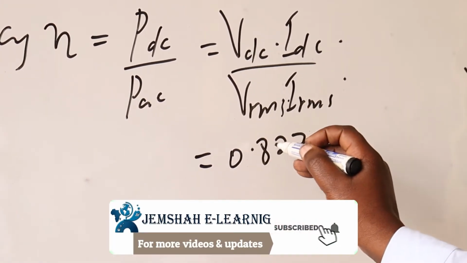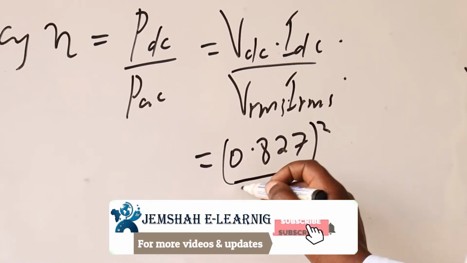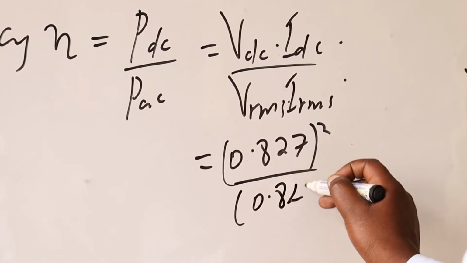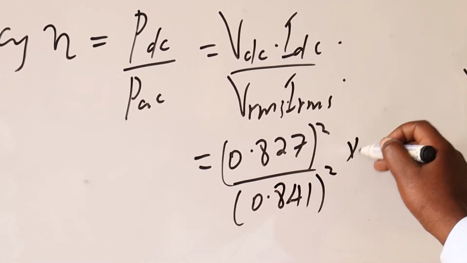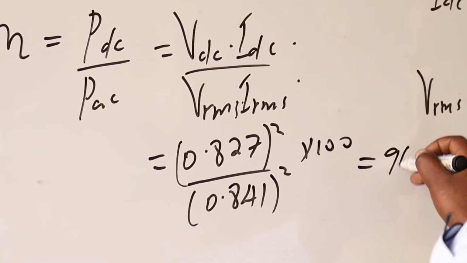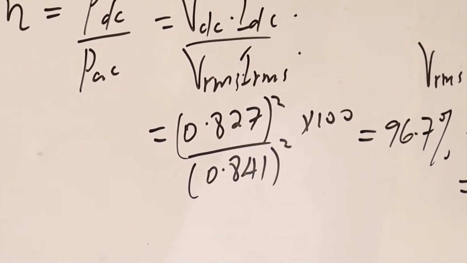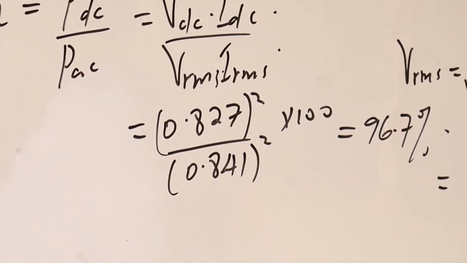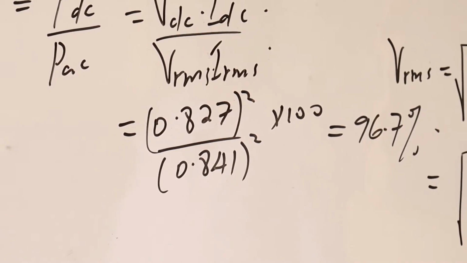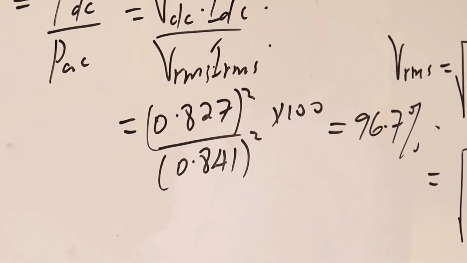So it will give us that squared all over 0.841 squared times 100. It will give you 96.7%. So you can see how the efficiency is better compared to single phase, meaning as the number of phases increases, the better the efficiency of the rectifier.